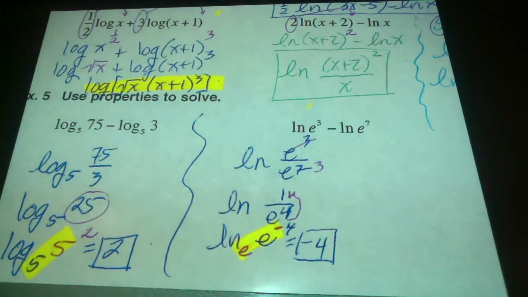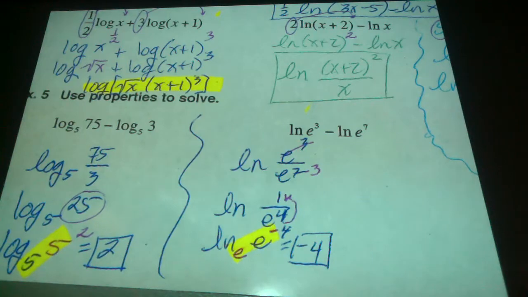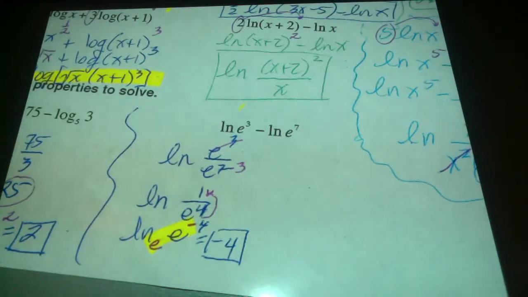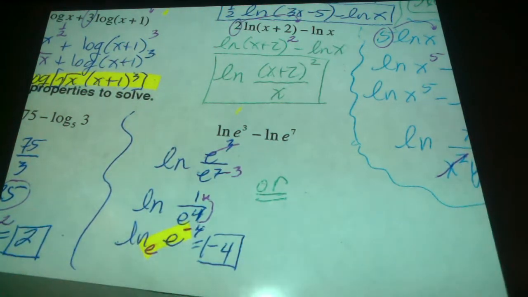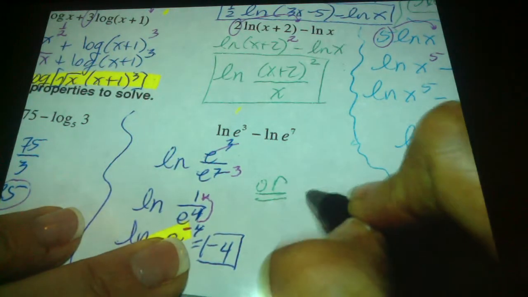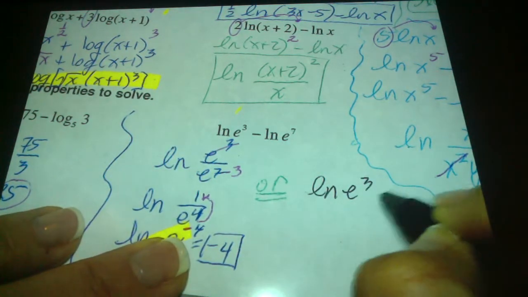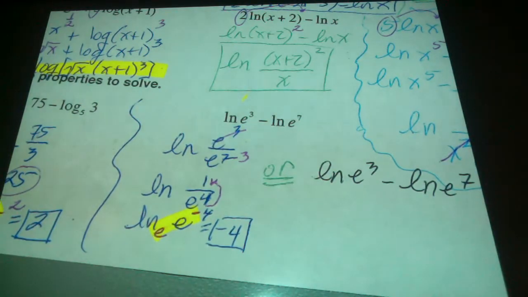But there is an easier way to solve this. My point is, there is more than one way, but there's definitely an easier way to solve this. So or, big fat or. I'm just going to rewrite the problem over here so that you can see directly what I'm doing. So the natural log of e cubed minus the natural log of e to the 7. So there's a different way I can do this.